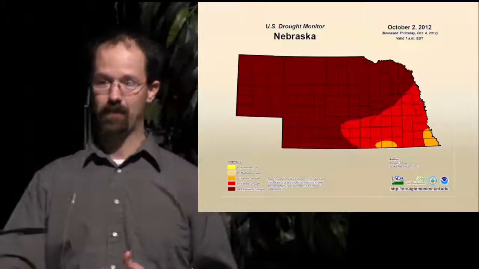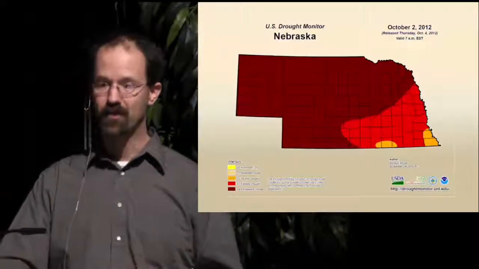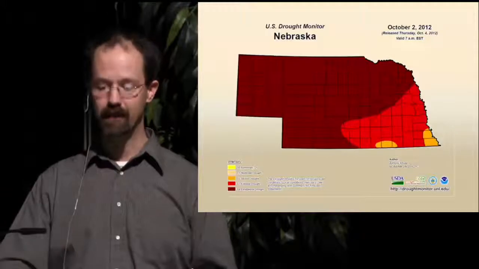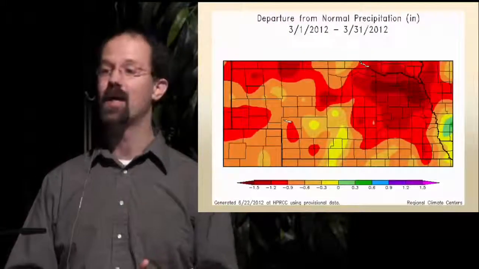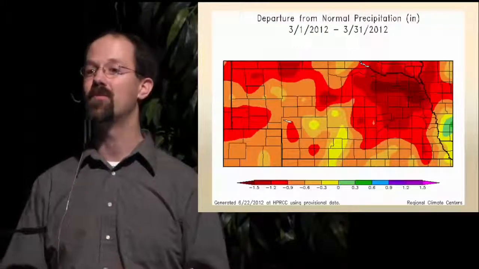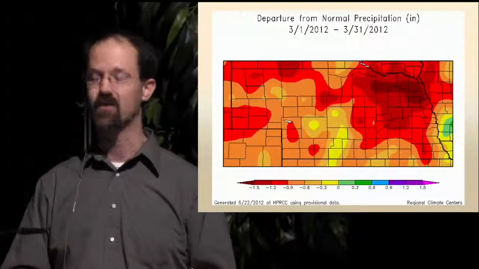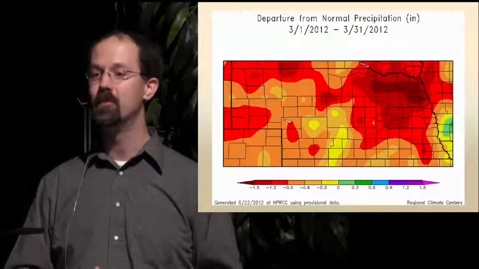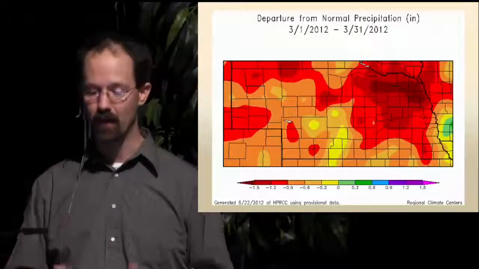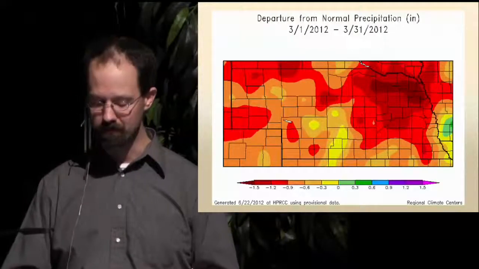So following the dryness that we had in March, the farmers go to plant their fields. They need to irrigate to get their seeds to sprout, get their crops to grow, and it really starts to put a strain on groundwater resources early in the year.